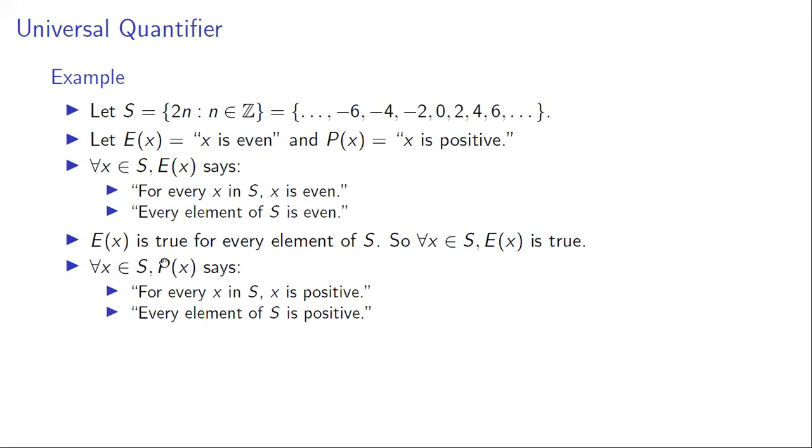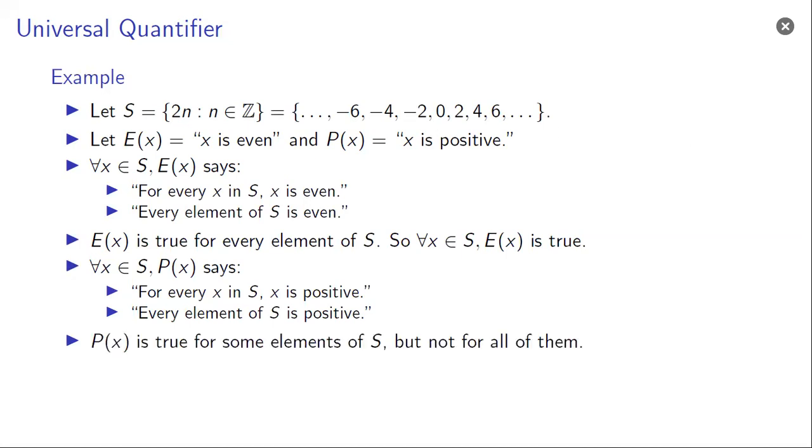Now, if we consider P of X, is it true that P of X is true for every element of S? It is. Well, actually, no. Sorry. P of X is true for some elements of S. Well, we see that it's true for like 2, right? And 4 and 6 and so on. But it's not true for some other elements of S, right? It's not true for 0.